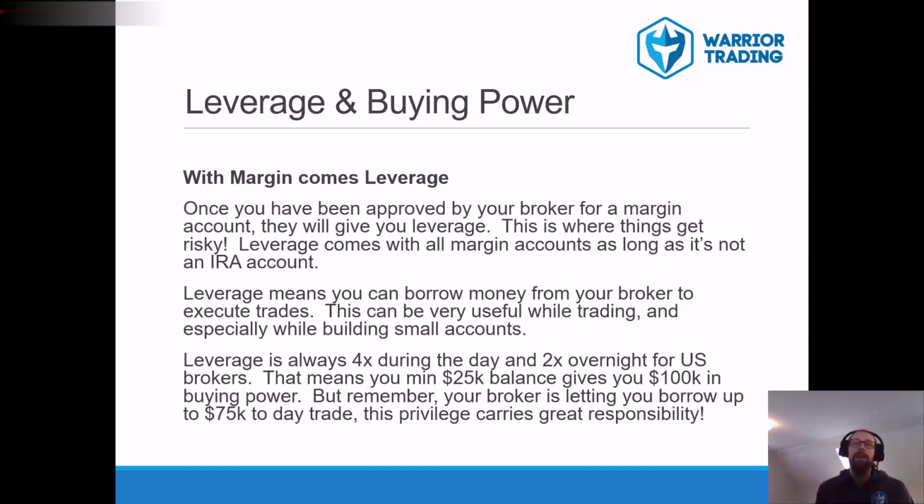All right. With U.S. firms, leverage is always 4 times during the day and 2 times overnight. Those are SEC rules. So you won't see a broker that gives you more. Actually, there might be some that give you less. They can restrict margin if they want to, but they can't give you more. So that means your $25,000 balance gives you 100 grand in buying power. Right now, I've got 100,000 in my Speed Trader account. That means I've got $400,000 in buying power. But remember, your broker is letting you borrow 75% of that. So that privilege carries great responsibility. You just have to be super, super smart.